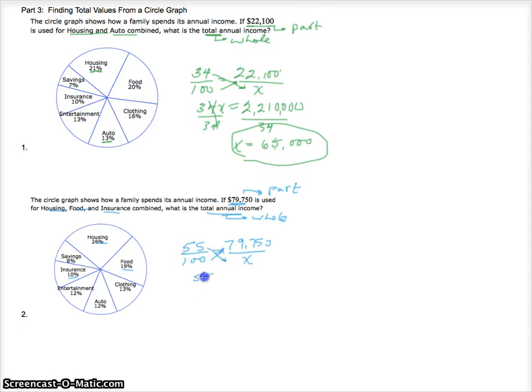I'm going to get 55x equals 7,975,000. Now I'm going to divide by 55 on both sides. So 7,975,000 divided by 55 gives me an annual income of $145,000.